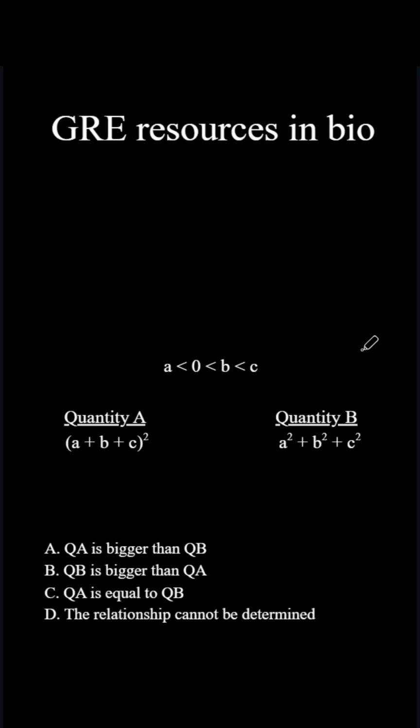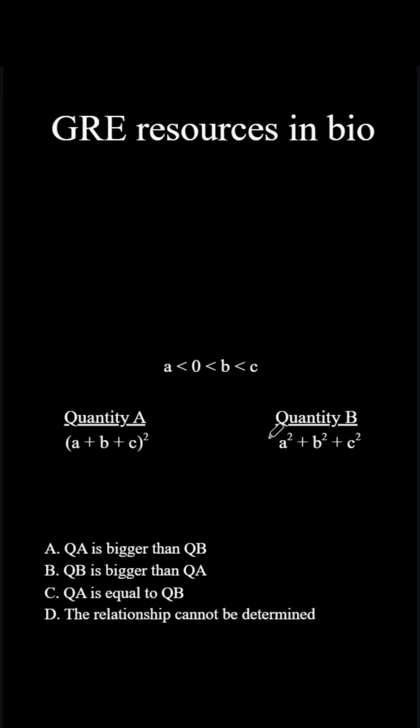Here we have an interesting quant comparison question that relates to positive and negative numbers and exponents. Well, if quantity A is (A plus B plus C) all squared, and quantity B is just A squared, B squared, and C squared, the sum of all these three things, then you might start by noticing that because A is negative, this still has to be positive.